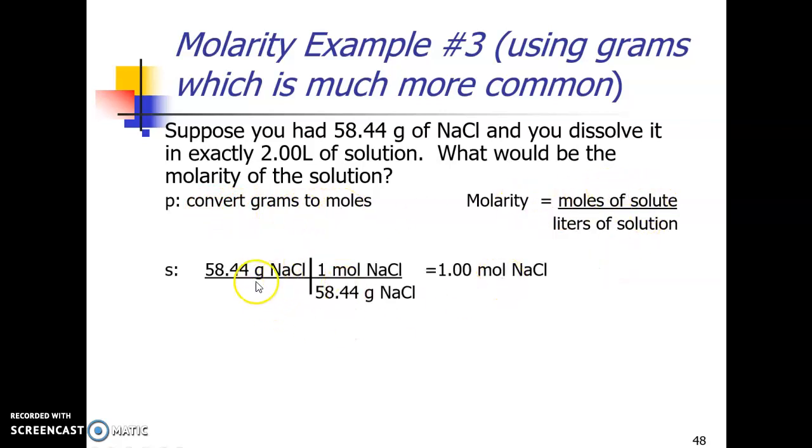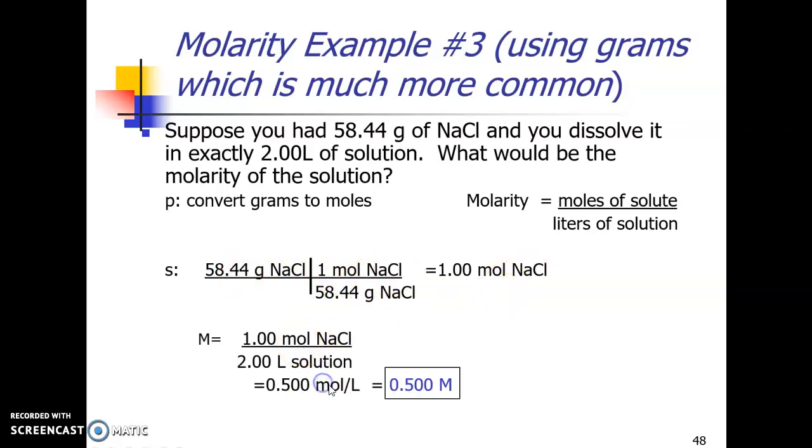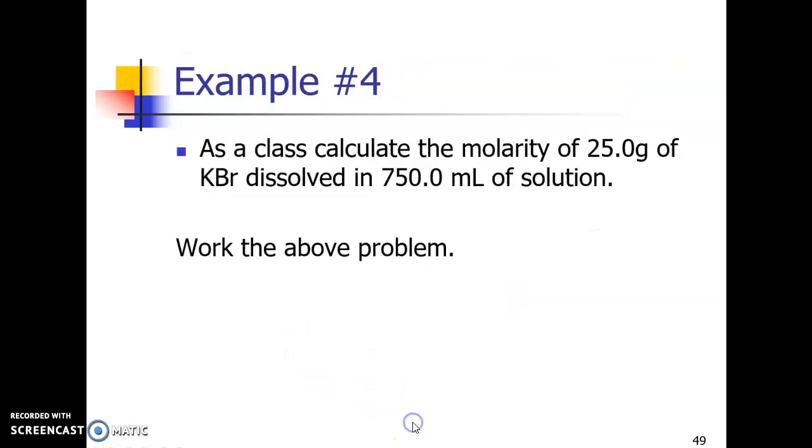So let's do that. And conveniently, you know, when chemistry teachers work stuff out, sometimes they make it easy. So when you convert to grams, notice, hey, this is the molar mass. Well, that means you have 1 mole. Okay, so 1 mole divided by 2 liters of solution is a 0.500 molar solution. All right, give this one a try.